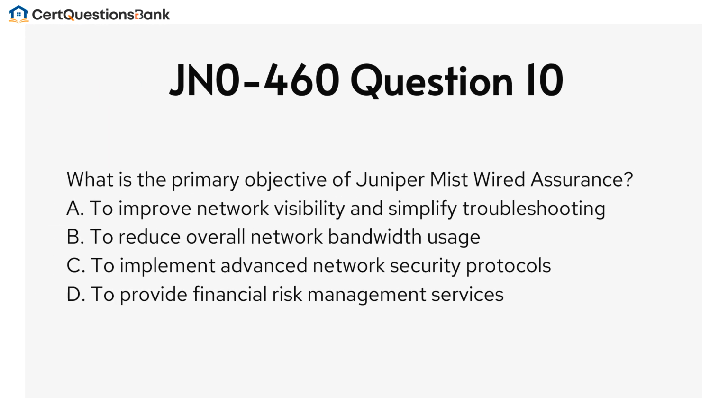What is the primary objective of Juniper Mist wired assurance? A. To improve network visibility and simplify troubleshooting. B. To reduce overall network bandwidth usage. C. To implement advanced network security protocols. D. To provide financial risk management services.